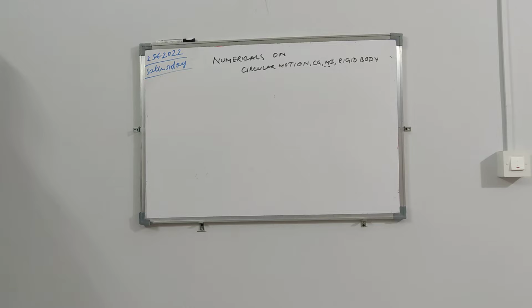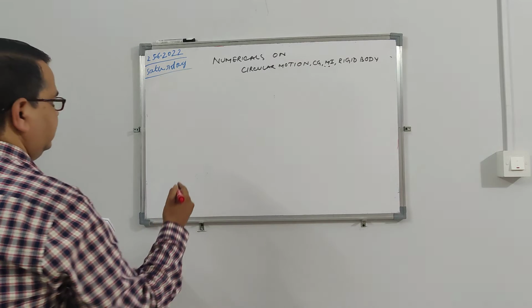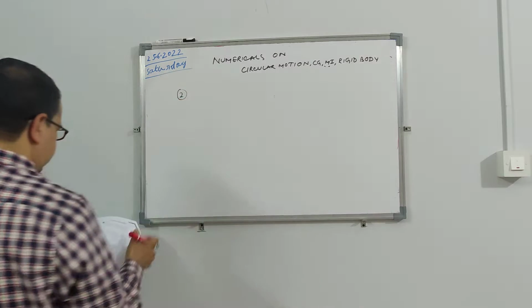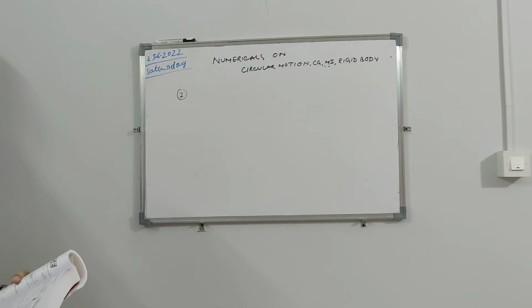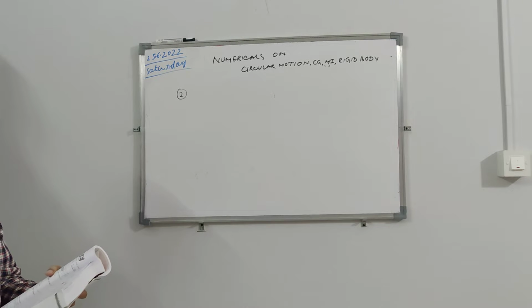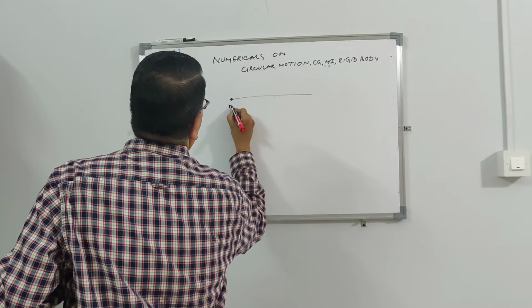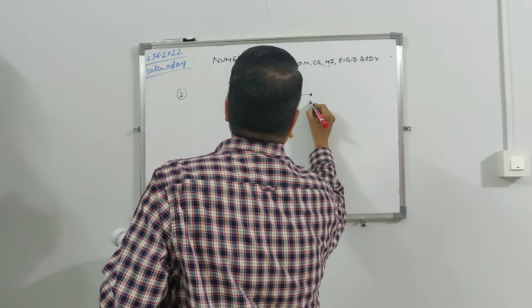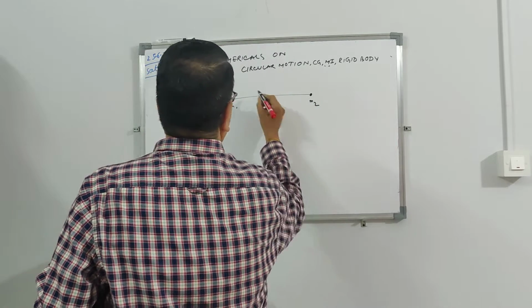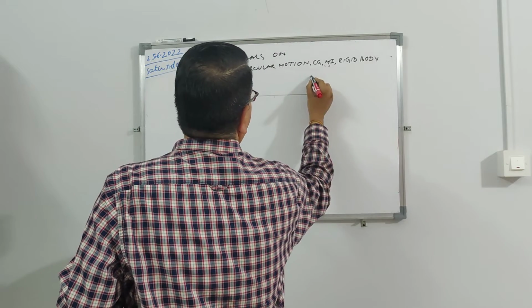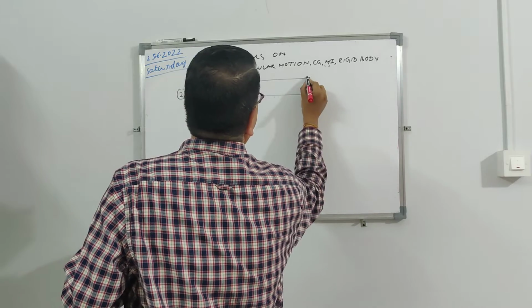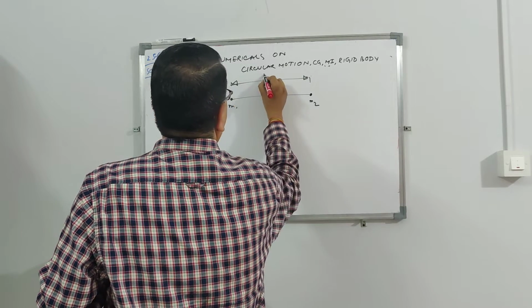Okay. So another numerical. The two bodies of masses m1 and m2 are separated by a distance r. So this is my m1 and this is my m2, and the distance between them is r.